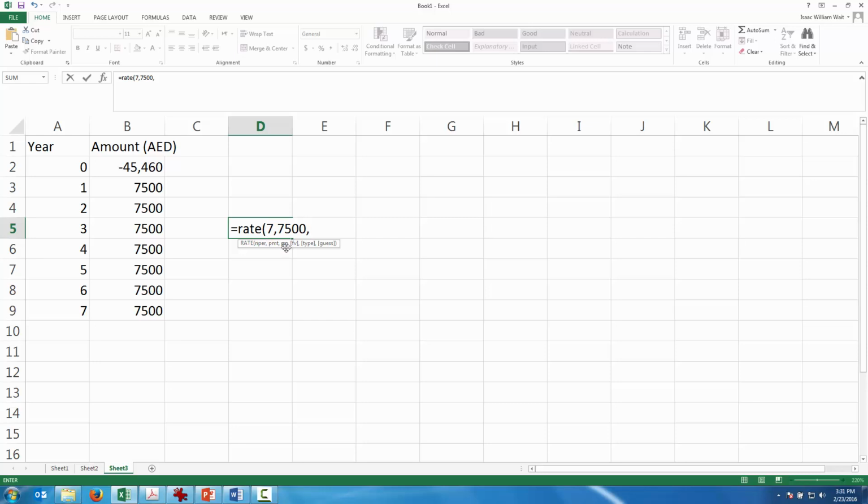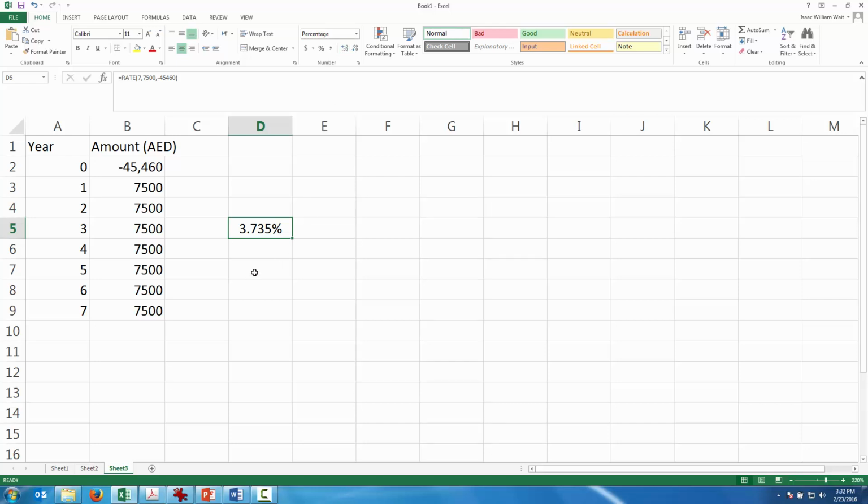It's going to ask next, what is the present value? Well, the present value, the amount of my deposit, is negative 45,460. And then I close the parenthesis, press enter, and it says you need to have the account making 4% interest. And I can show more precision by increasing the number of decimals shown up here in the ribbon.